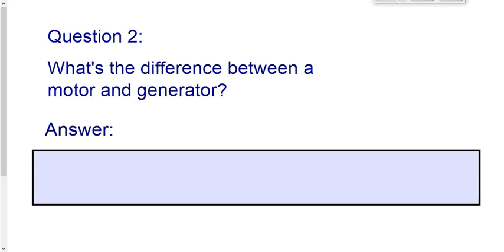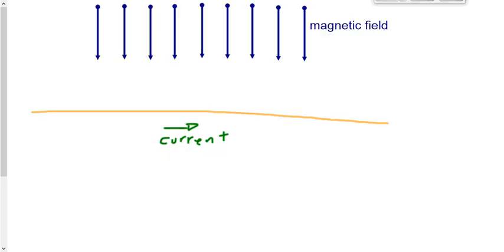All right, so let's move on, and let's talk about the force that acts on a wire that is in a magnetic field. In this case, we have a magnetic field acting from the top of the page going downward, and we have a wire where there's current in that wire going from left to right.